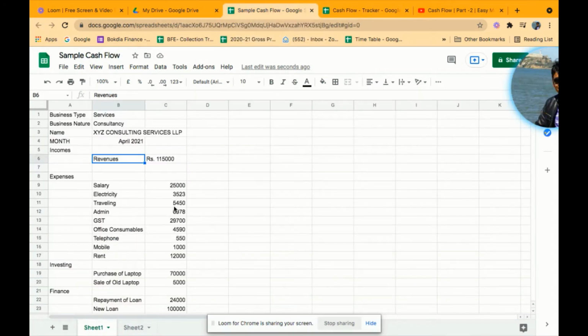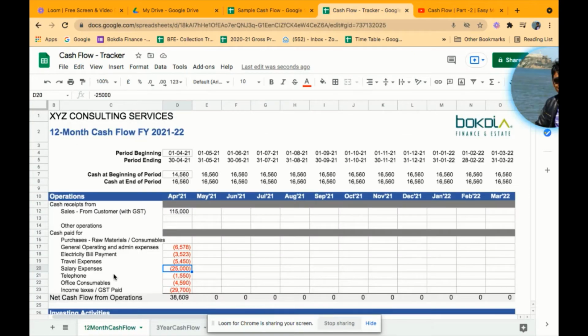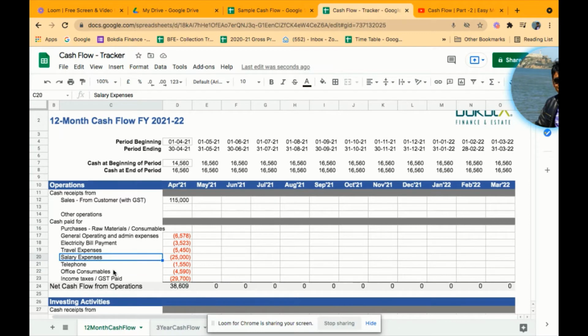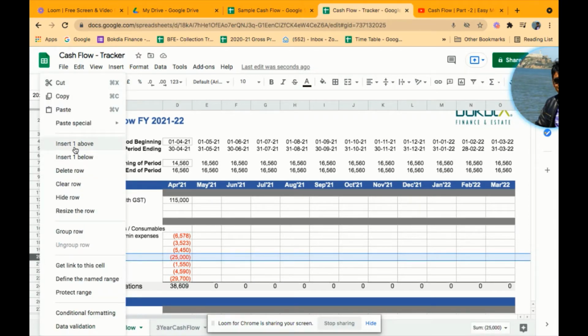And next, the electricity, traveling, admin, GST. I'm going to add it all over here. I have different headers over there. In case you have some other headers, you can just right click over here and insert one above, one below.